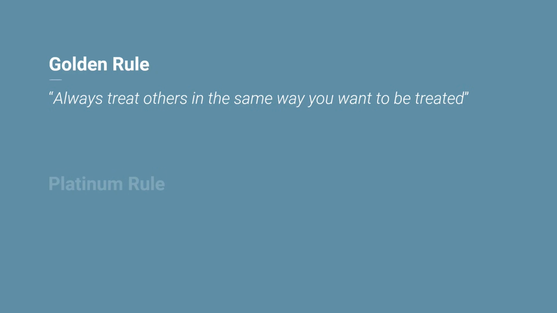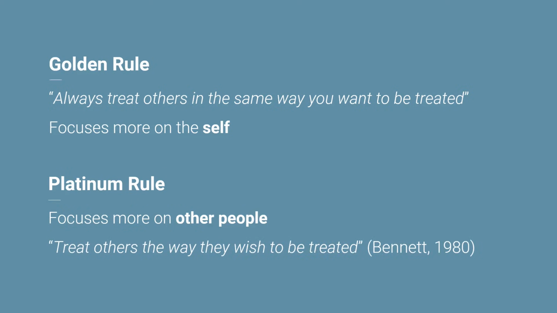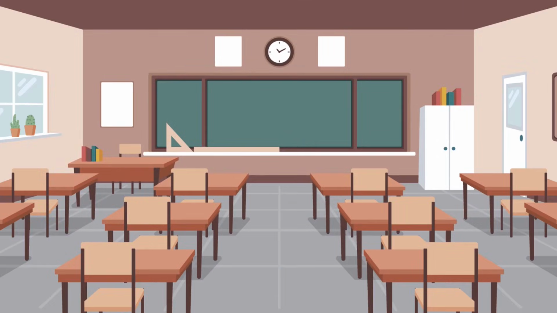Notice that the golden rule focuses more on the self, rather than on the person one is talking to. Now, although this rule may work for some, one nevertheless cannot just disregard other people who do not think and act like oneself. The platinum rule, on the other hand, focuses more on other people's preferences. It is commonly expressed as, treat others the way they wish to be treated. To better distinguish the golden from the platinum rule, consider this example.